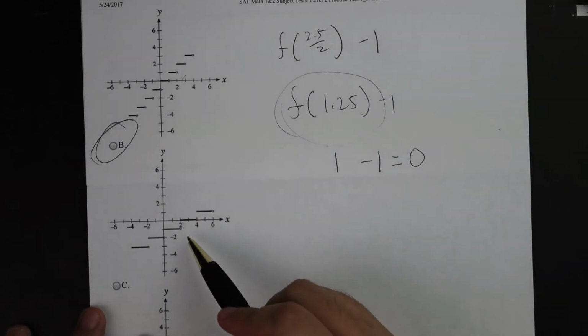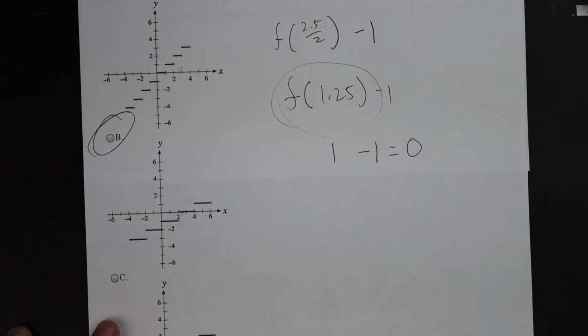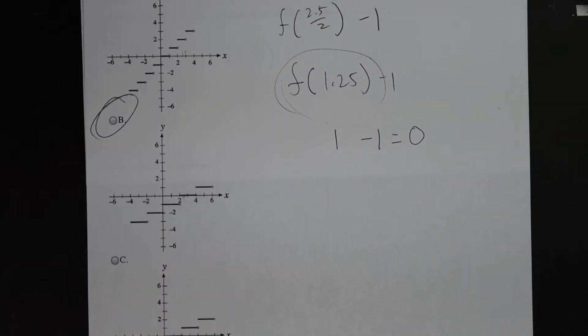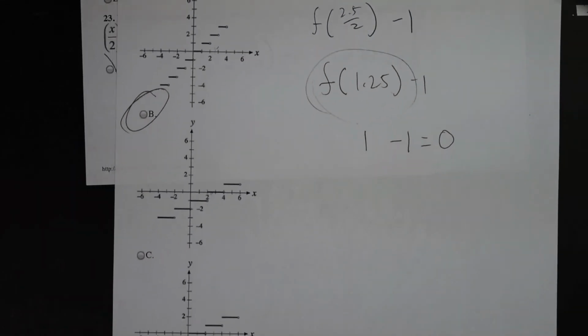Because when I plug in 2.5 into this one, it confirms that it will be the value 0. And you could test a few more points if needed, but for me, I was able to solve this question quicker just because I already sort of understood the idea or the image behind it, and thus how I was able to get to the answer B. And that concludes my explanation for number 23.